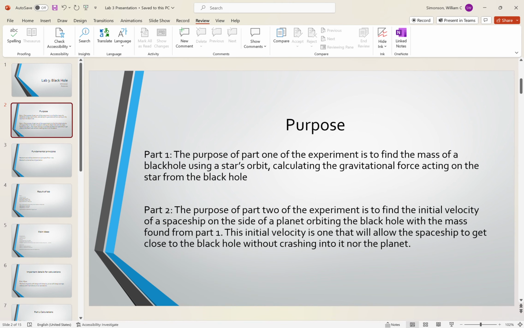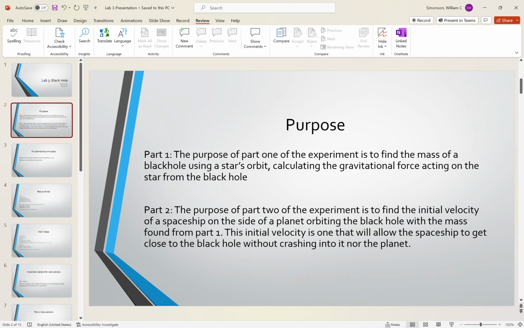The purpose of Part 1 of this lab is to find the mass of a black hole using a star's orbit, calculating the gravitational force acting on the star from the black hole. The purpose of Part 2 of the experiment is to find the initial velocity of a spaceship on the side of a planet orbiting the black hole with the mass found from Part 1. This initial velocity is one that will allow the spaceship to get close to the black hole without crashing into it nor the planet.